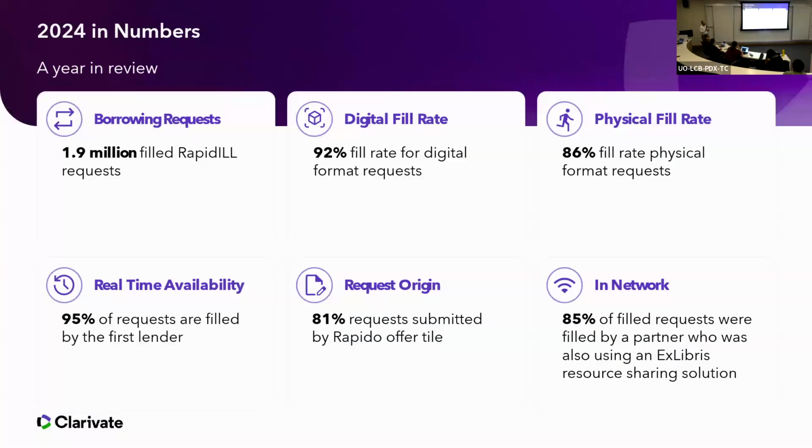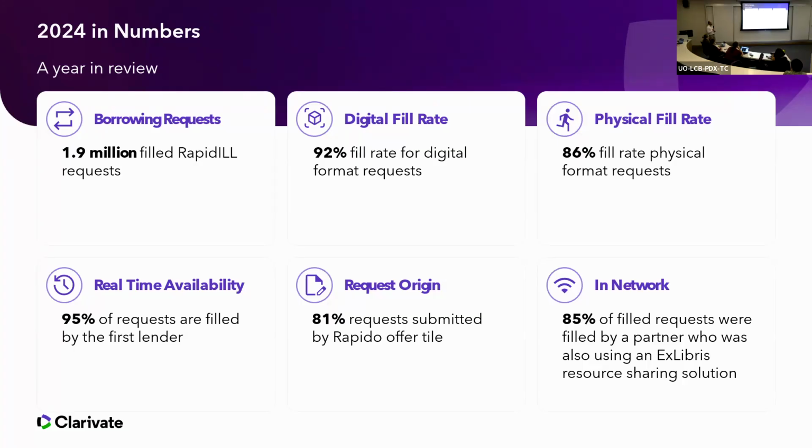So I want to share some 2024 numbers with you. The number of RapidILL requests that were filled in the RapidILL network, 1.9 million requests. So we're closing in on that 2 million per year mark. We should pass it this year. I think we'll see that happen. And within the Rapido framework, the fill rates for digital and physical are quite high. You could see 92% to 86%. We utilize real-time availability with Rapido to identify lenders to fill those requests, which results in a very high first lender fill rate of 95%.